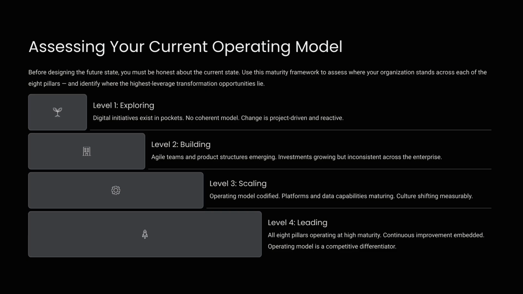Assessing your current operating model is the first step. Use a maturity framework, from level 1 exploring to level 4 leading, to honestly assess your organization across the 8 pillars and identify high-leverage transformation opportunities.